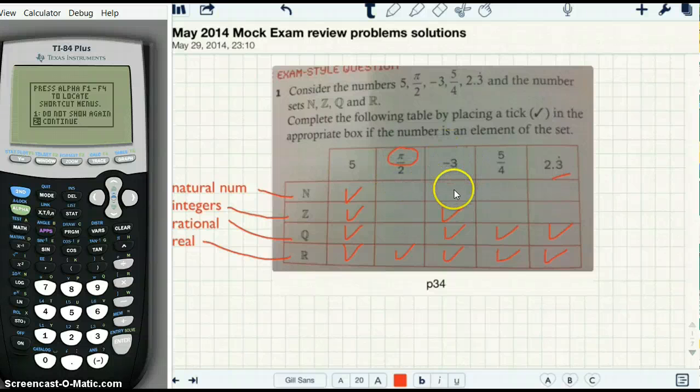-3, it's not a natural number because it's negative, but it is an integer. It's a negative integer. So it is included in the other categories too. 5 divided by 4, it's not a whole number, so it can't be a natural number or a Z integer. But it is a rational number. In fact, it looks like the definition of a rational number. It's got a whole number divided by a whole number. It's got an integer divided by an integer, so that is a rational number. Real number, it is also.